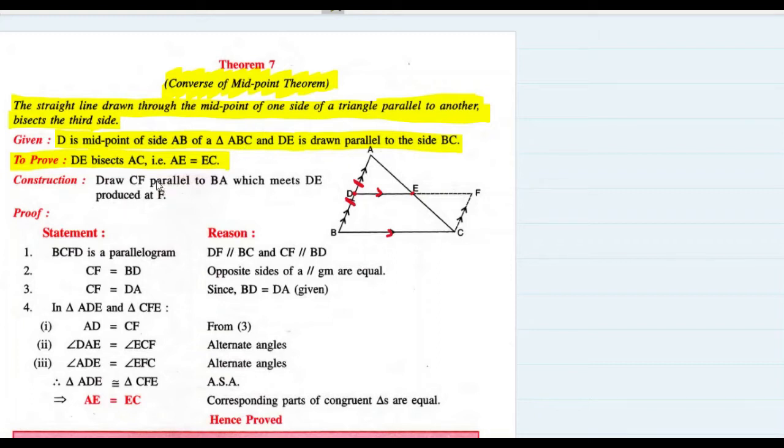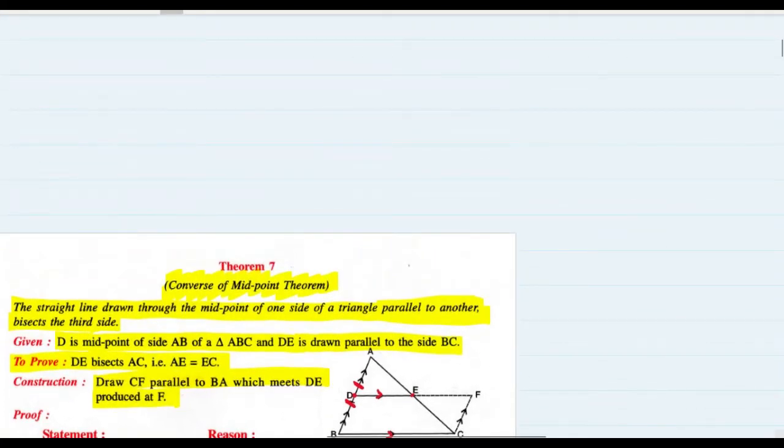कंस्ट्रक्शन क्या है? सेम कंस्ट्रक्शन पहले जैसा. Draw CF parallel to BA which meets DE produced at F. CF बनाना है हमें पैरेलल टू BA which meets DE produced at F. ठीक है, so let's prove this one.